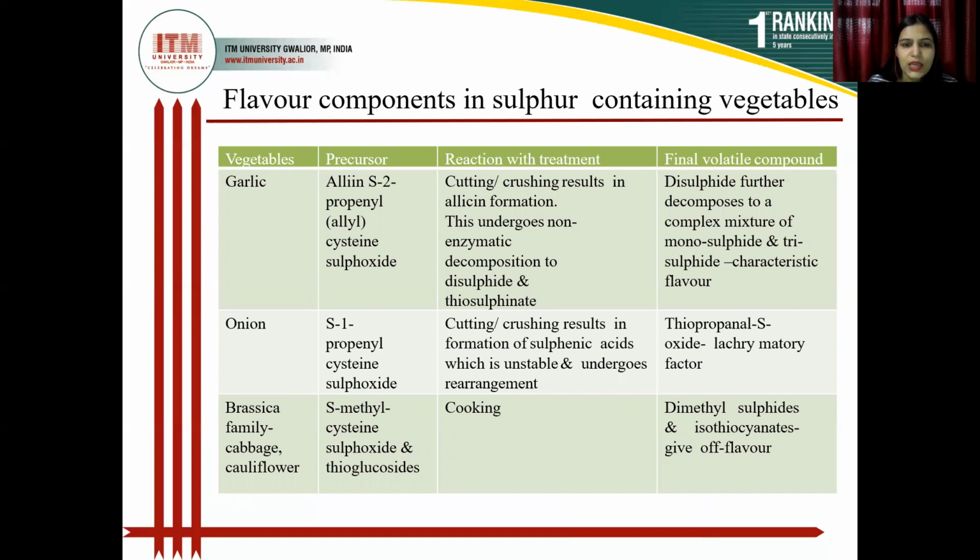And Brassica has methylcysteine sulfoxides and thioglucosides. During this reaction and treatment during the cooking, the volatile compounds dimethyl sulfides and isothiocyanates give off flavor.